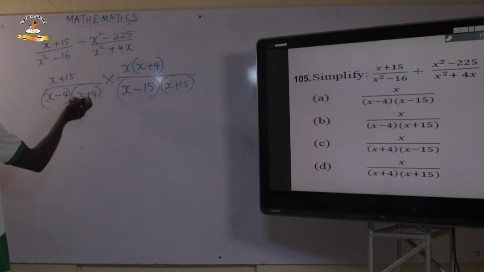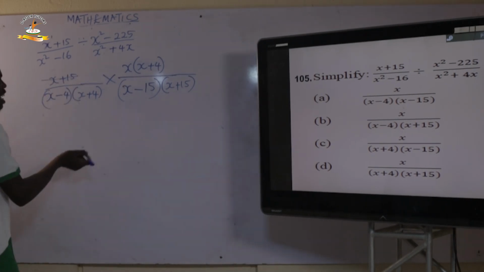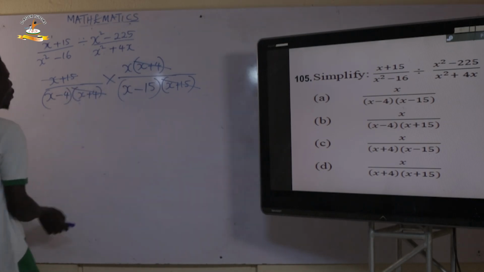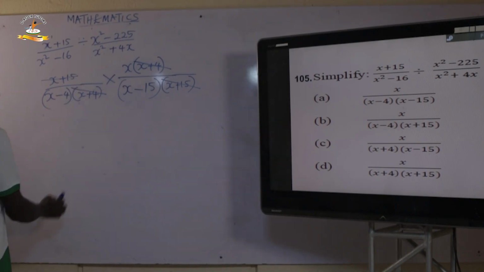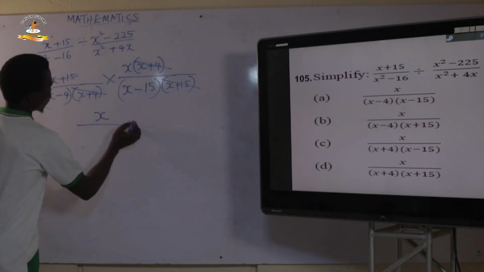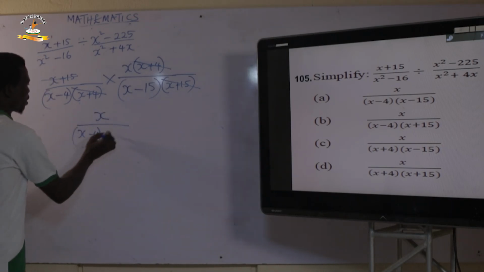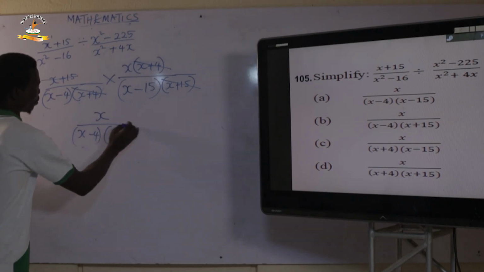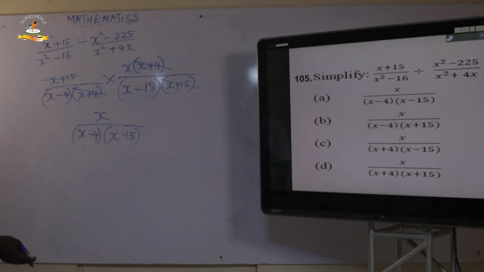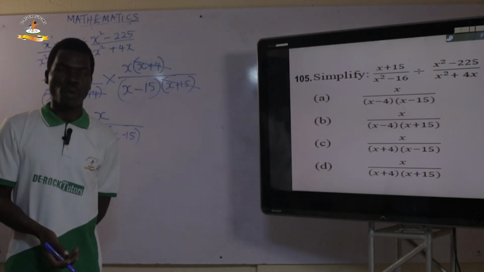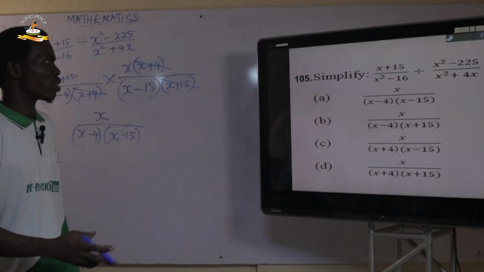So at this juncture, everything is fine. X plus 15 can cancel this x plus 15. X plus 4 can cancel this x plus 4. What are we left with at the numerator level? It is simply what? X. What are we left with at the denominator level? It is what? X minus 4 and x minus 15. And we just go to the options to choose which one corresponds with what we have. And I believe that is what? Option A. X over x minus 4, x minus 15. So option A is the correct option for 105.